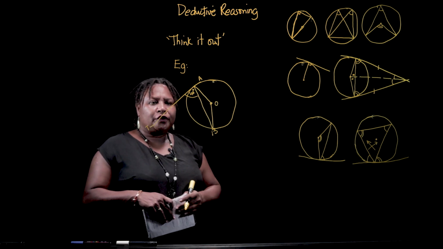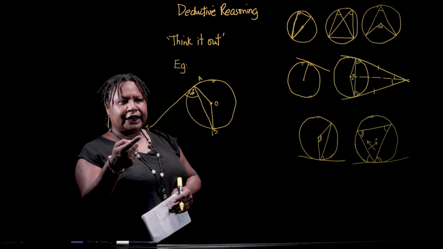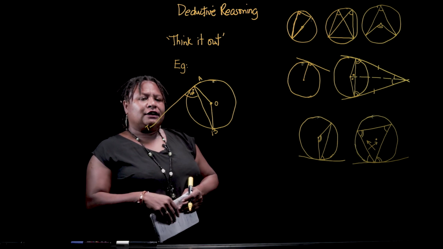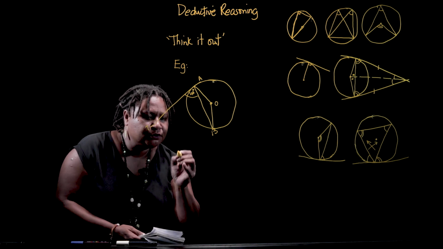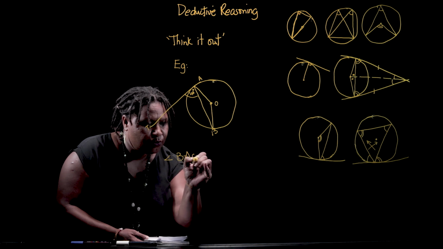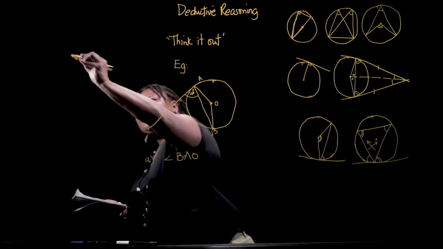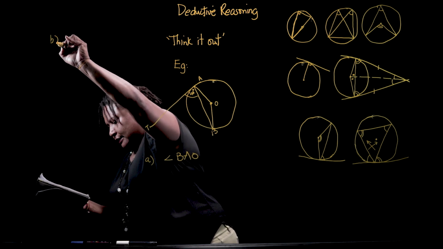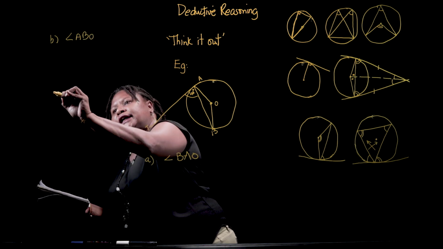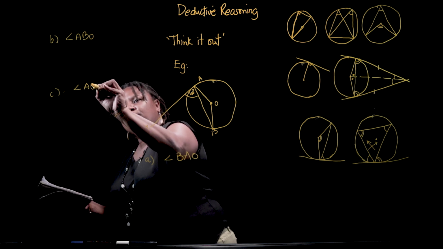All right, so given a circle with a tangent AT, the angle between the tangent and this chord here is 40 degrees. And we are asked to find angle BAO, angle ABO, and angle AOB.